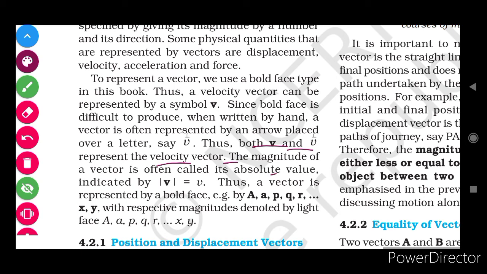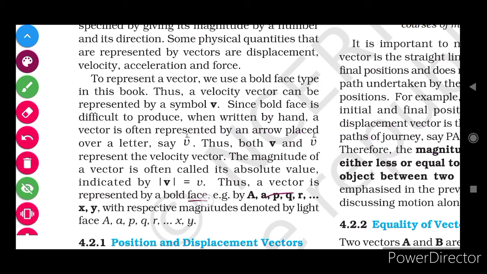The magnitude of a vector is often called its absolute value, indicated by this sign, modulus. If we want to say only about the magnitude, we just put these two straight lines, which is called the modulus. It represents the magnitude. We can also write it without the bold letter, which means we are talking only about the magnitude. Like V is, suppose, 20 meters per second. We are only considering the magnitude and not the direction in this case.